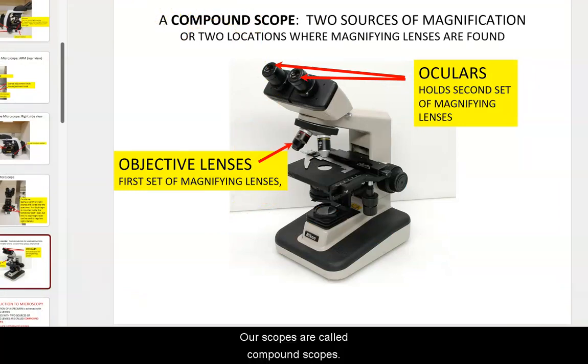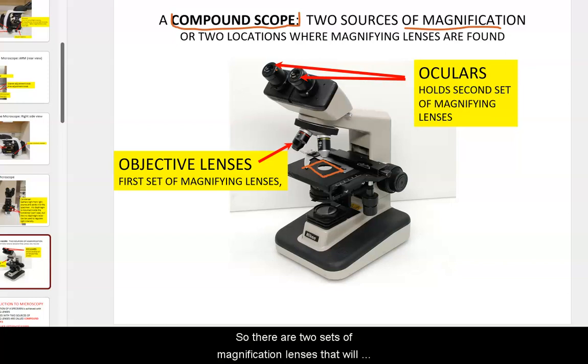Our scopes are called compound scopes. The reason why they're called compound scopes is because they have two sources of magnification, meaning there will be two sets of lenses magnifying an image. The first set of lenses that will magnify the image as the specimen sits on the stage is going to be the objective lens that's in place. The second lens that will magnify the specimen is going to be the oculars.